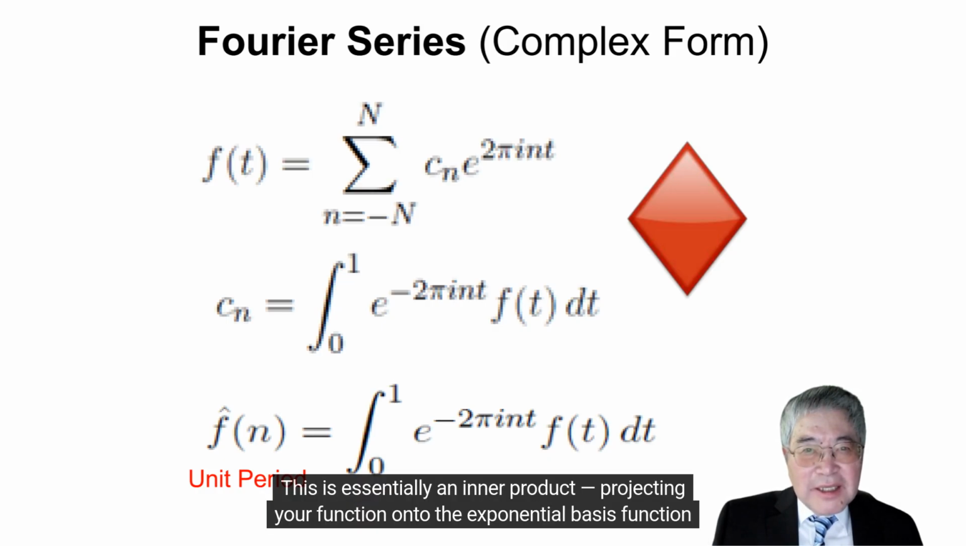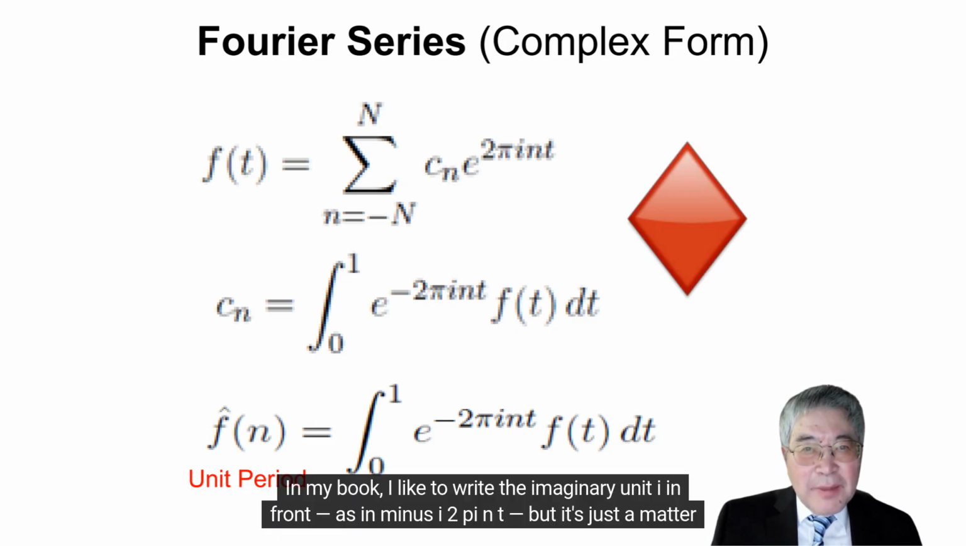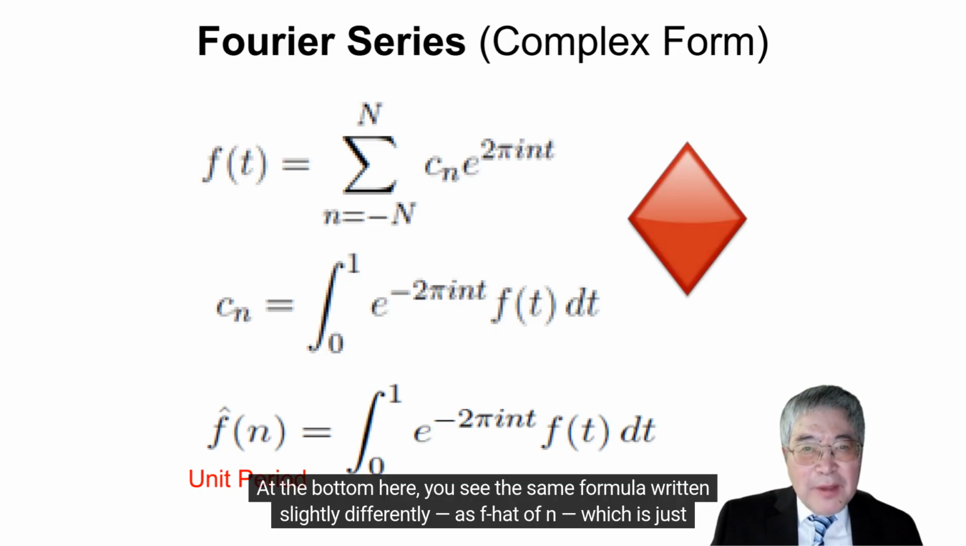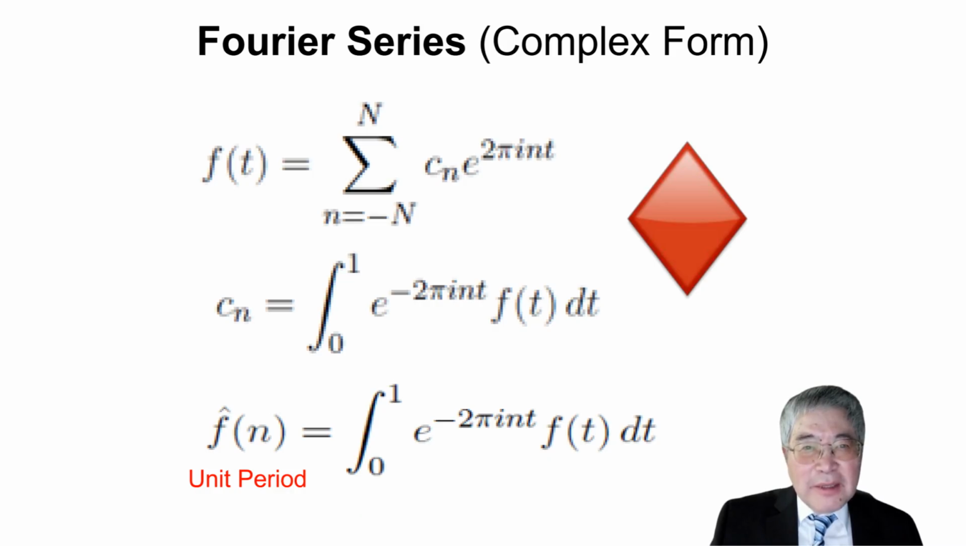This is essentially an inner product, projecting your function onto the exponential basis function e to the power minus 2 pi int. In my book, I like to write the imaginary unit i in front, as in minus i 2 pi nt, but it's just a matter of notation. The meaning stays the same. At the bottom here, you see the same formula written slightly differently, as f hat of n, which is just another way of naming the coefficient.